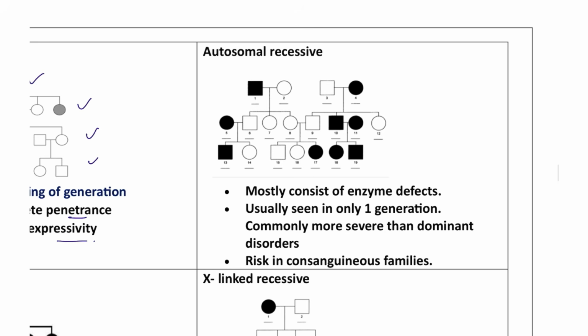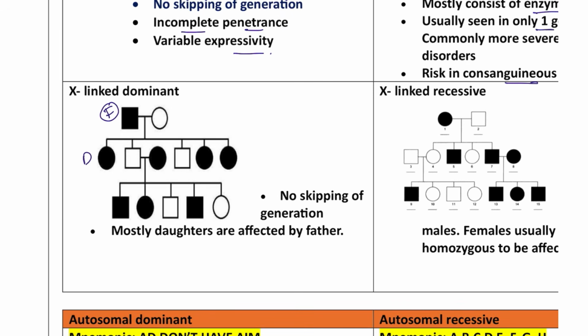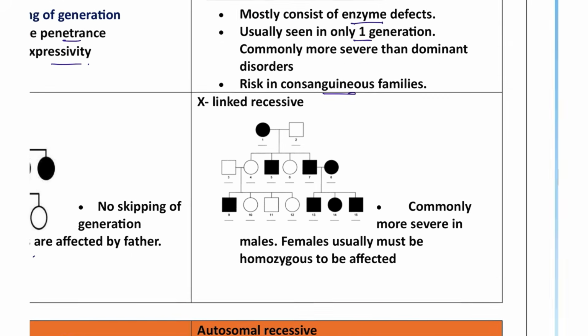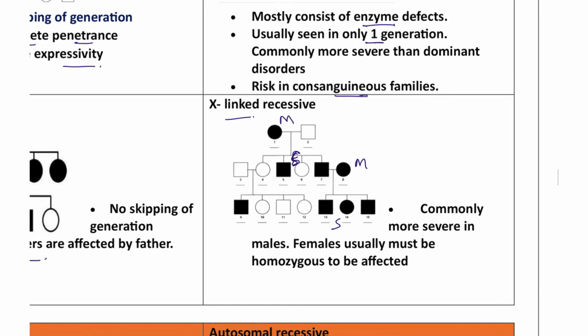Next, autosomal recessive. Autosomal recessive is at increased risk with consanguineous marriages and commonly associated with enzyme defects. One generation will be carriers, the other generation will have the disease. For example, this generation is going to be the carrier, this one is going to be the disease. That means a generation is skipped. So that we only see in autosomal recessive. Next, X-linked dominant. In X-linked dominant, the father is going to pass it to the daughter. Again, only the father is going to pass it to the daughter. X-linked recessive, the mother is going to pass it to the son. So the mother is going to cause it in the son.